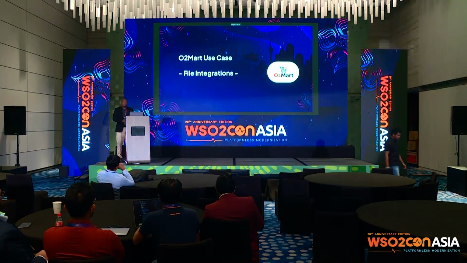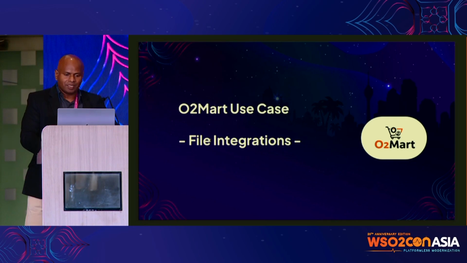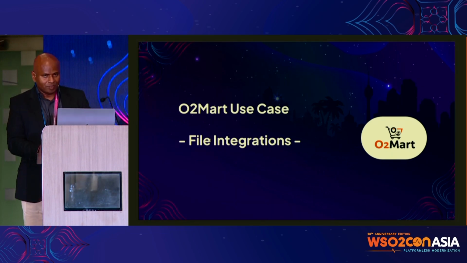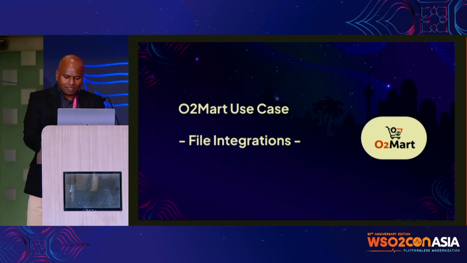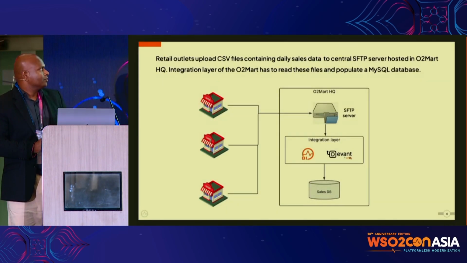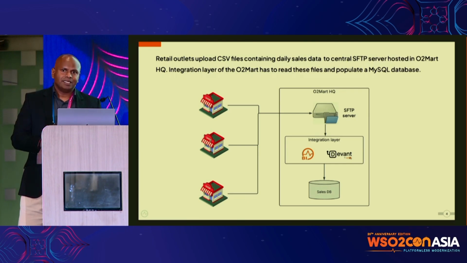So in this first part, this is the outline. We'll continue the same use case that Tariq and Mariam discussed in the morning. Basically, we are covering different integration scenarios in a super retail chain. We call it O2 Mart in this case. So in this scenario, we will consider the situation where we have multiple outlets of this retail chain.